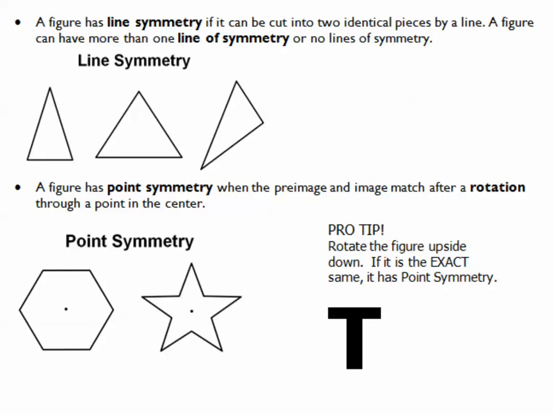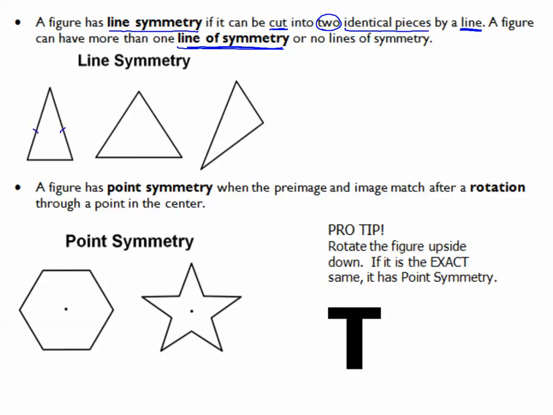A figure has line symmetry if it can be cut into two identical pieces by a line. A figure can have more than one line of symmetry or no lines of symmetry. How many lines of symmetry does this isosceles triangle have?